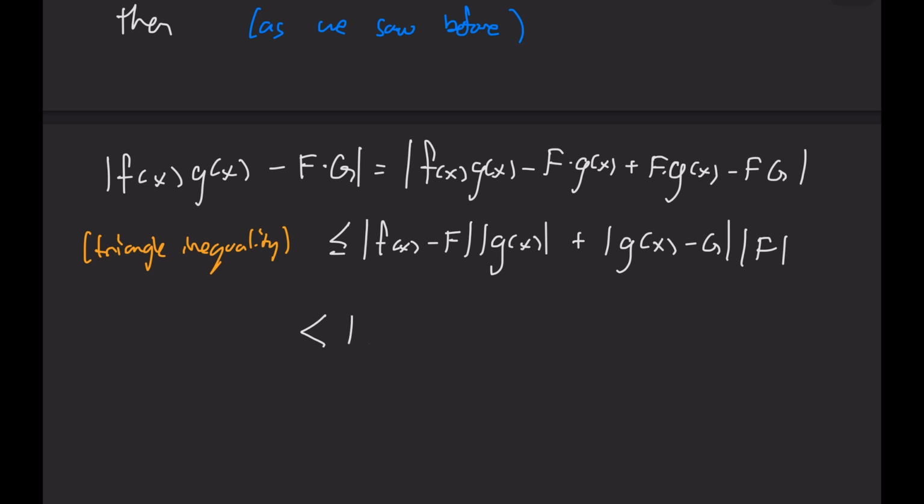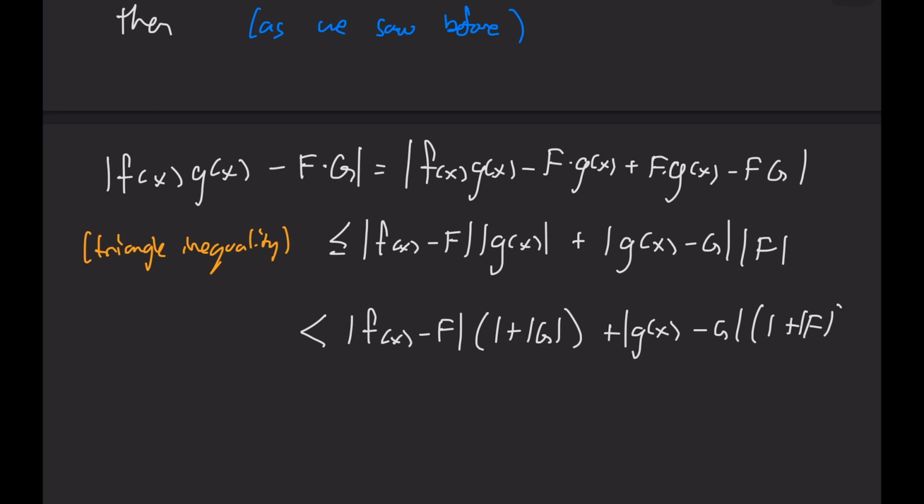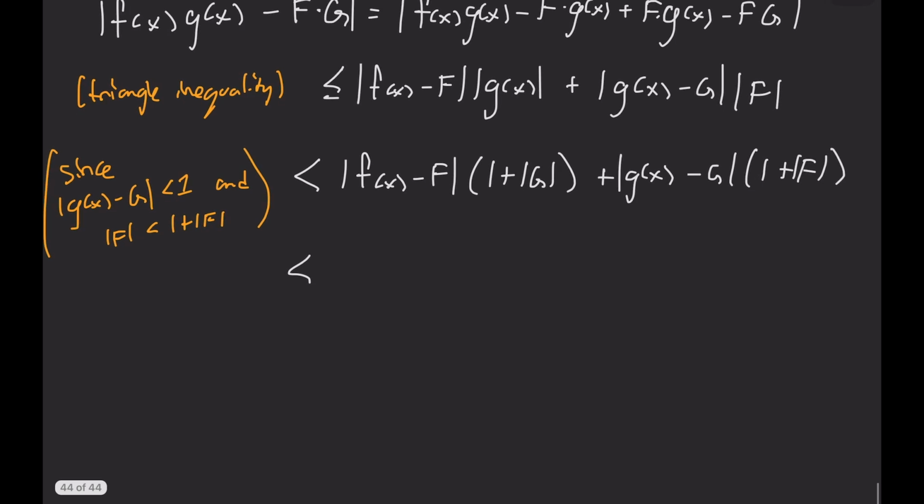But that's going to be less than |f − F| times (1 plus |G|), plus |g(x) − G| times (1 plus |F|). So that left part comes from the fact that |g(x)| is less than 1 plus |G|, as we saw above, because |g(x) − G| is less than 1. And I'm just adding a 1 to that capital F.